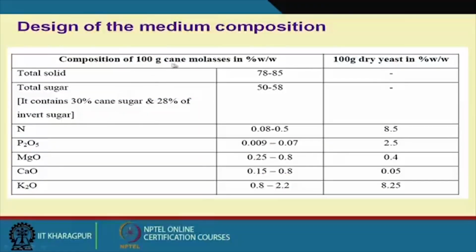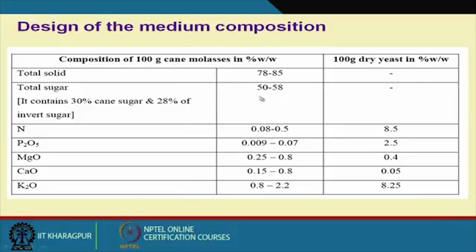Now, if you look at the composition of the cane molasses, I have taken the example of cane molasses because in India we mostly have cane molasses availability, because we have a lot of cane production and the sugar industry is mostly based on cane. So, cane molasses is our major raw material available in India, and the composition is like this.